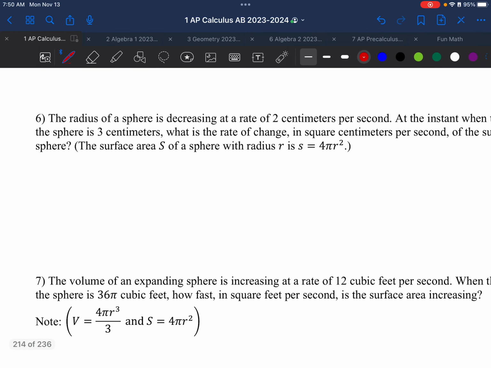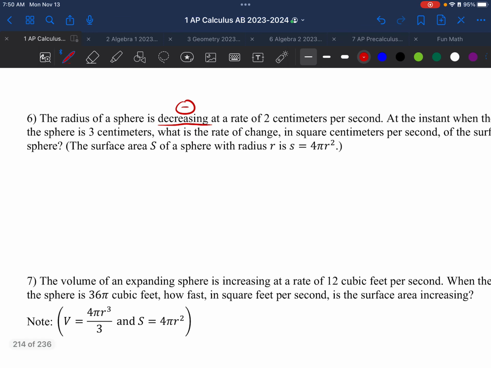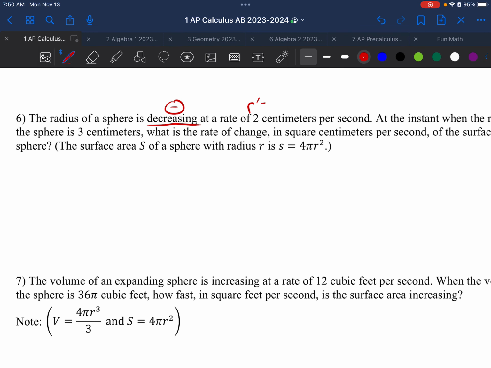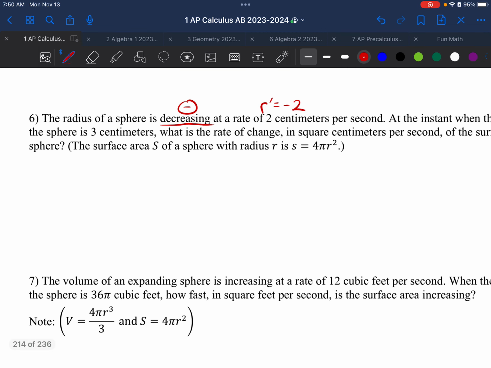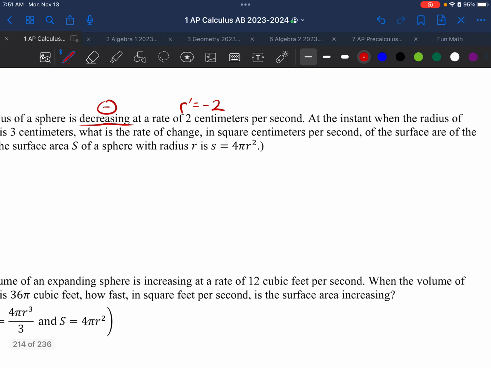The radius of a sphere is decreasing. Okay, we finally have this negative word, decreasing at a rate, so it's an r prime equal to a negative 2. At the instant when the radius of the sphere is 3, so it's telling us r is equal to 3, what is the rate of change? And it tells us the units, square centimeters per second, of the surface area.